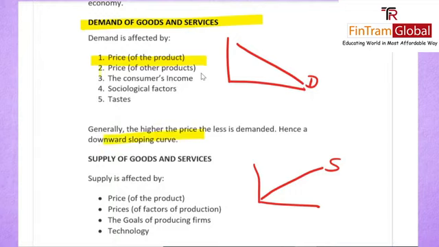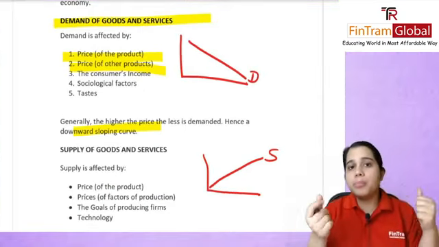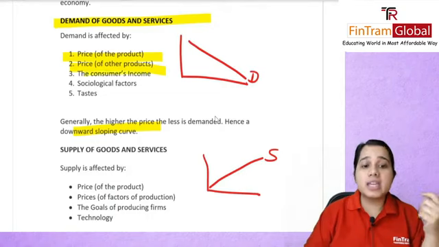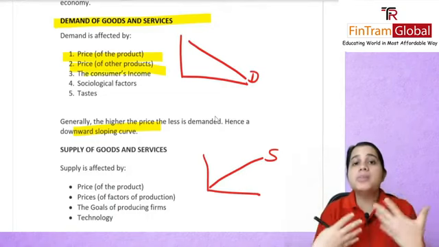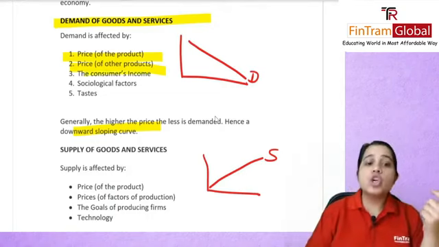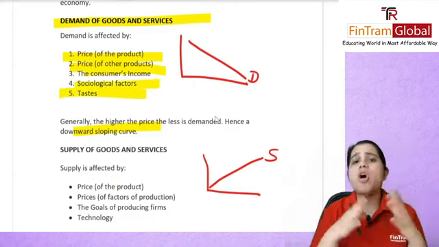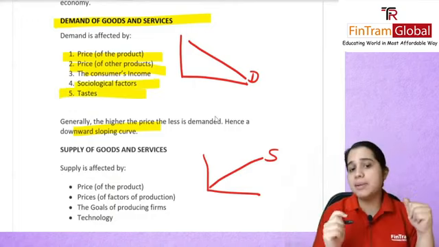Then you have the price of other products. Let's say other people, your competitors, are selling at a cheaper price, then again your demand will probably fall. As for the consumer's income, if they have more income, they will probably spend more, so demand will again increase. Sociological factors, tastes, all of these are somewhat going to affect the demand.